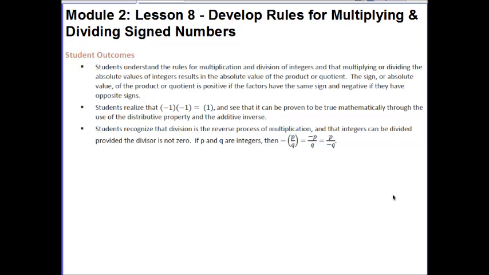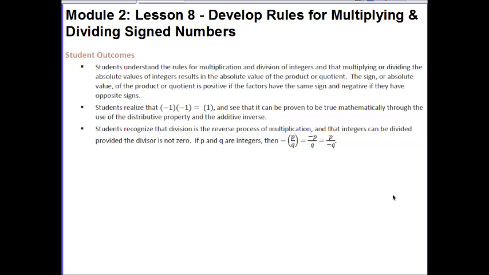Today's lesson is Module 2, Lesson 8, Develop Rules for Multiplying and Dividing Signed Numbers. Your outcomes for today's lesson are students understand the rules for multiplication and division of integers, and that multiplying or dividing the absolute value of integers results in the absolute value of the product or quotient. The sign of the product or quotient is positive if the factors have the same sign and negative if they have opposite signs.